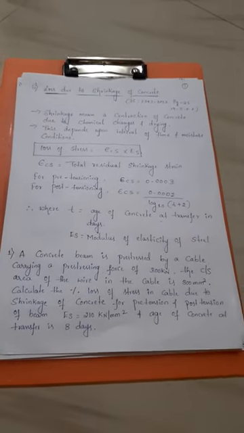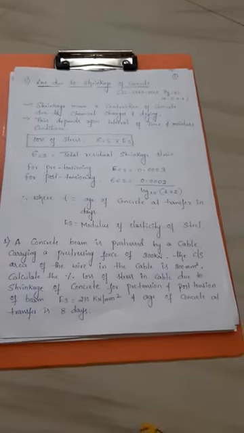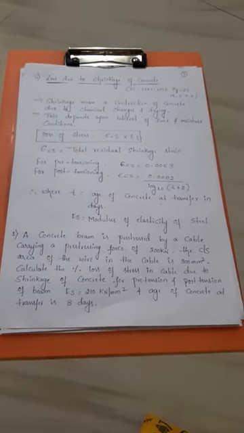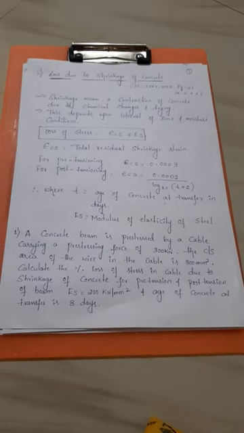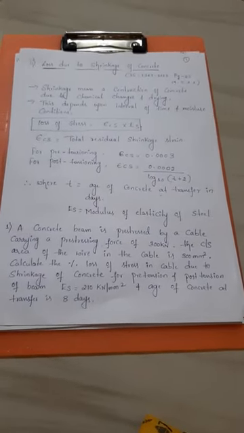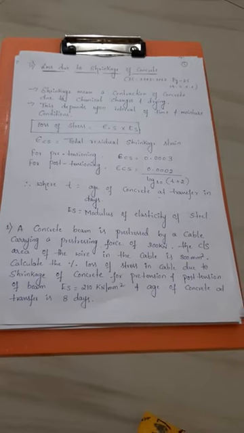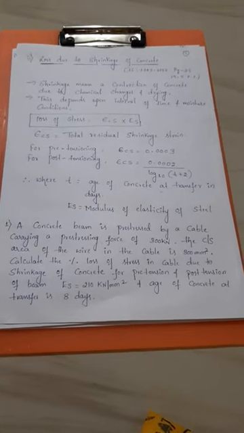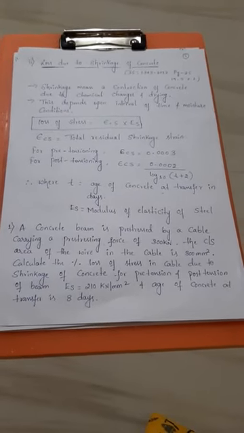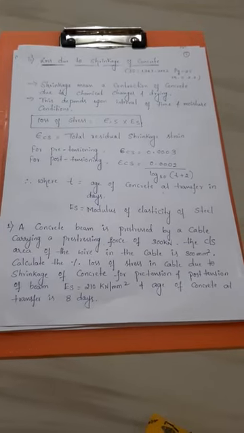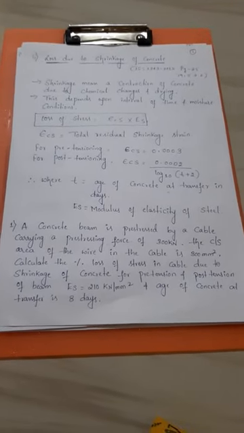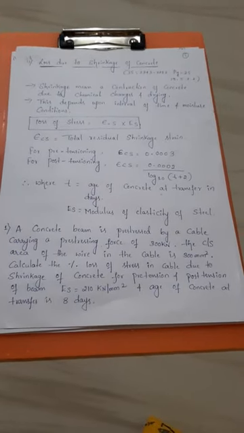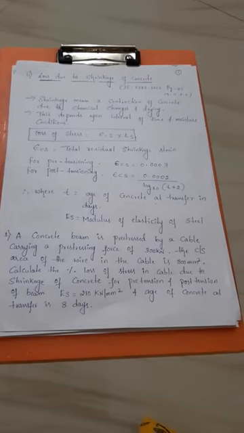So first we'll solve the first problem. A concrete beam is pre-stressed by a cable carrying a pre-stressing force of 300 kilonewton. The cross-section area of the wire in the cable is 300 mm square. Calculate the percentage loss of stress in cable due to shrinkage of concrete for pre-tension and post-tension of beam. Es, that is your Young's modulus of steel, is 210 kilonewton per mm square, and age of concrete at transfer is 8 days. That is nothing but your T.